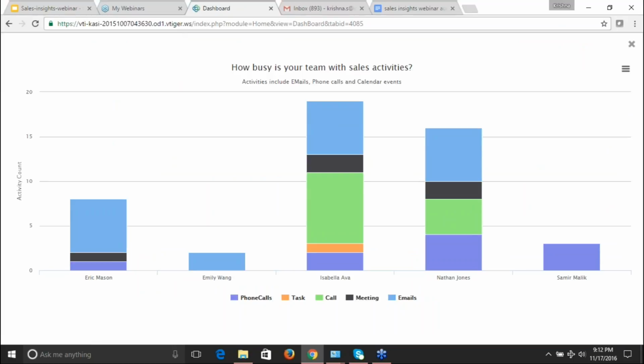Now I can clearly see here that both Isabella and Nathan have been busy with a lot of different activities: phone calls, emails, meetings, tasks, etc. Whereas Emily and Samir have been primarily focusing on phone calls and emails. So that is okay, because the customers that both Samir and Emily handle primarily interact with us via phone or email. Whereas both Isabella and Nathan tend to work on deals that have a little more interaction with the customer, not just a phone or an email. So this actually all looks fine.